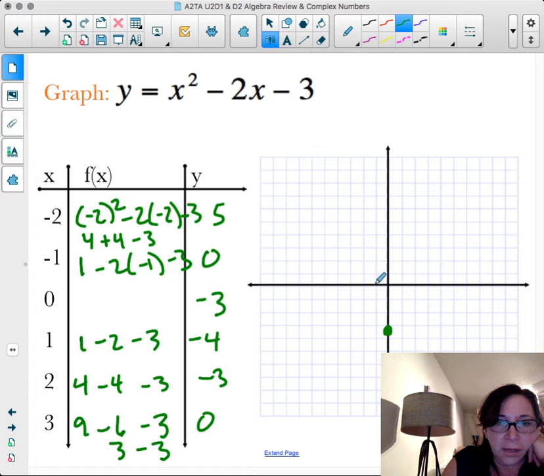Okay, let's see what we get. Negative 2, 5. We get negative 1, 0. We get 0, negative 3. We get 1, negative 4. We get 2, negative 3. And we get 3, where are we at? 0. So it looks like my graph is doing this.